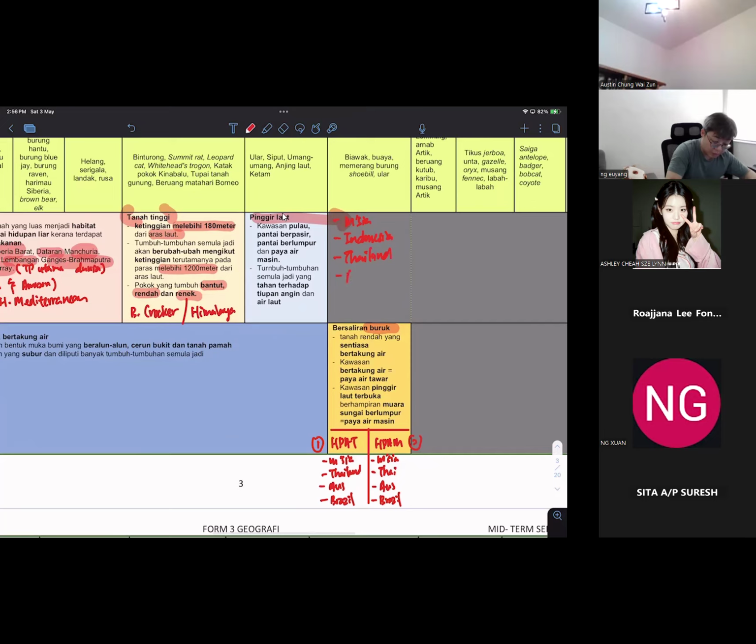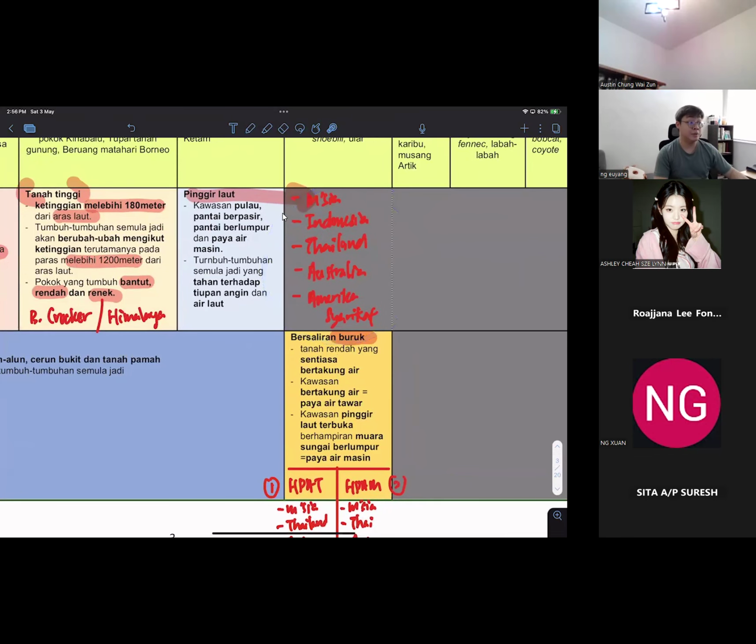So the next one will be Australia and US, America Syarikat. So when I try to mention all the 5 countries here, are you guys able to memorize the contoh-contoh hutan pantai yang berpasir? So this is usually pinggir laut for the hutan pantai berpasir, hutan pantai.